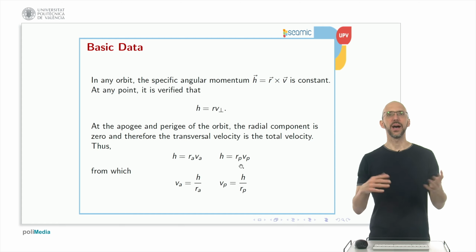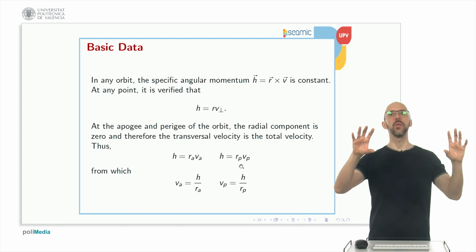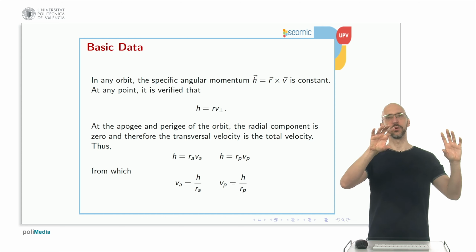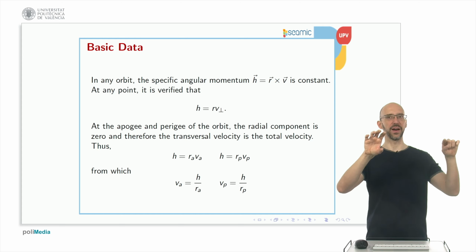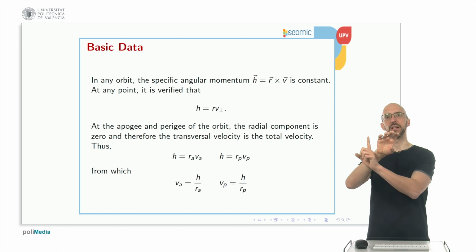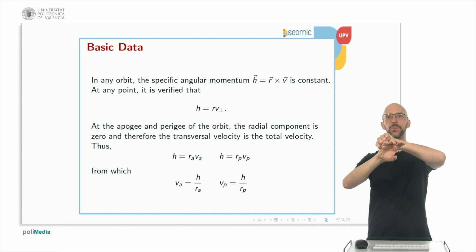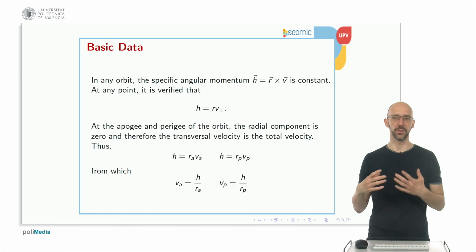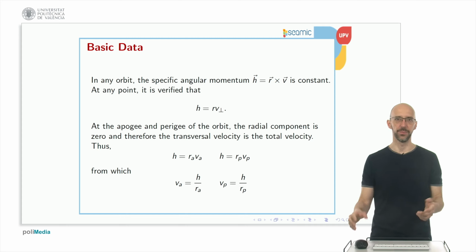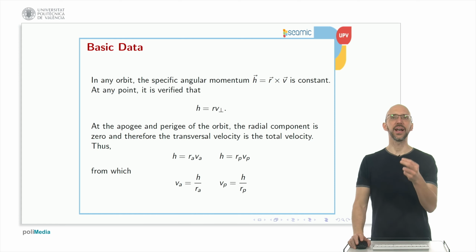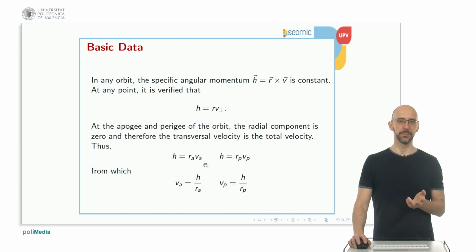This is the speed of the satellite at the apogee. What is RP and VP? This is the other point of the ellipse, the other important point. If this is the Earth, this is the farthest point, the ellipse has the closest point to the Earth. This is the perigee. The distance from this point, the closest point to the Earth, to the perigee, is called the radius of the perigee. And at this point, the satellite has a speed called VP.